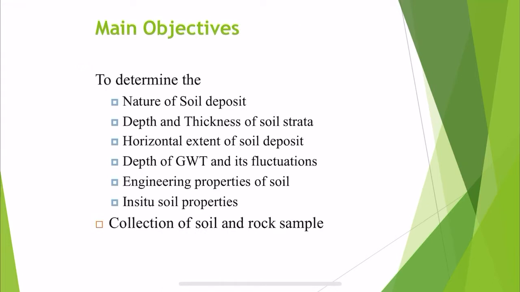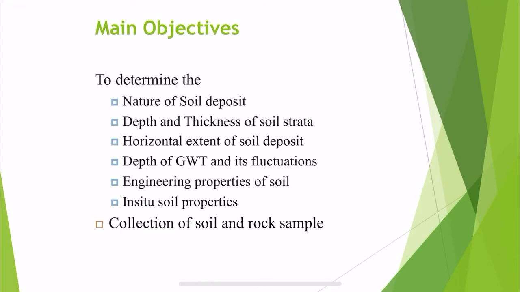What are the main objectives? To determine the nature of soil deposit, whether it is a strong soil or weak soil. Depth and thickness of soil strata. Horizontal extent of soil deposit. Suppose if the soil is strong, we are going for shallow foundation. That is, width will be more compared to the depth. Depth of groundwater table and its fluctuations. Suppose if the soil is weak, we are going for deeper areas to increase the strength of the soil. That is also called a pile foundation.